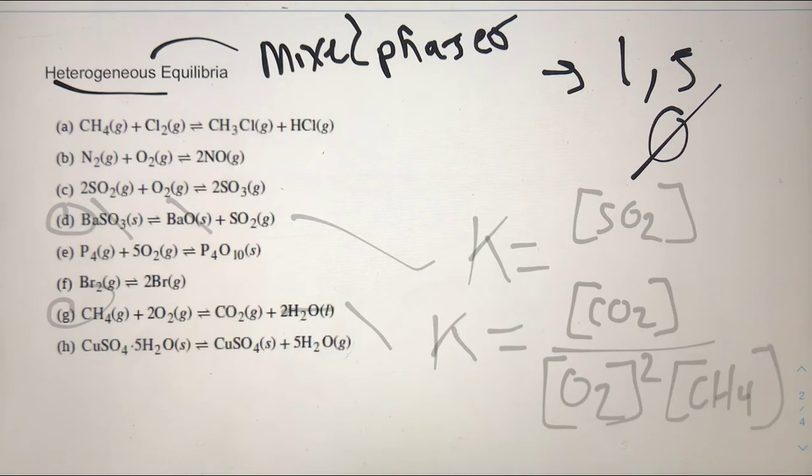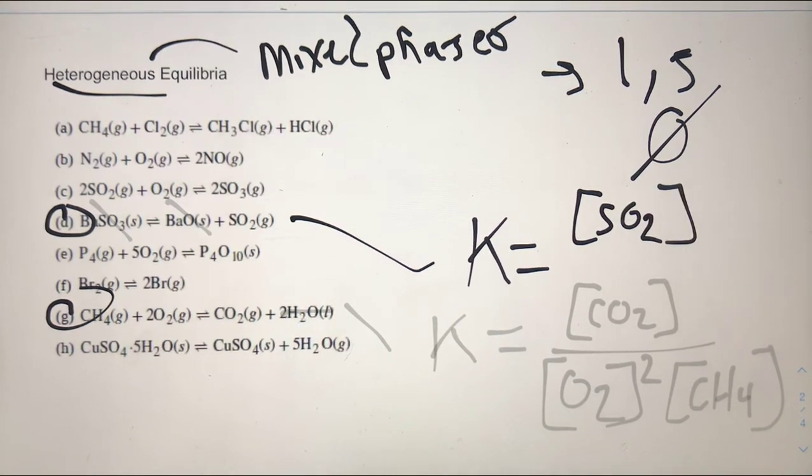So to write heterogeneous equilibrium, it's actually all pretty straightforward here. So let's do D and G. Okay, so we'll do D here. So K is products over reactants. So we've got SO2 here, which is a gas. But we have two solids. We never include those in our expression, so it's just SO2. And if there were a coefficient, you'd still make it an exponent, but we don't have to worry about that.